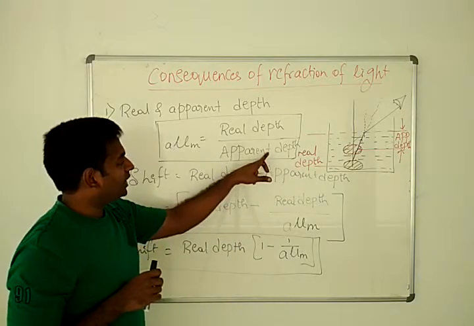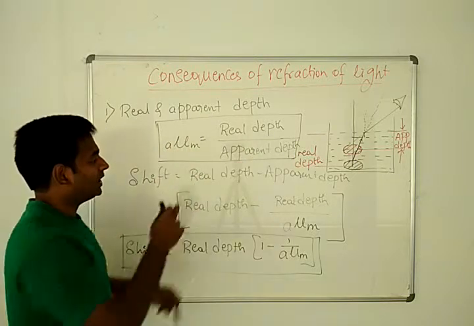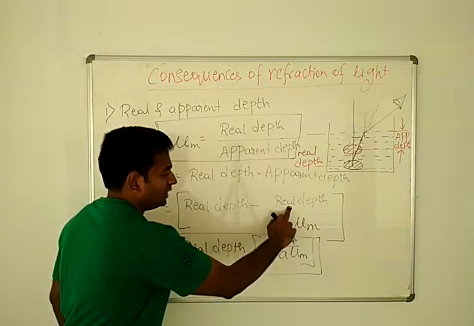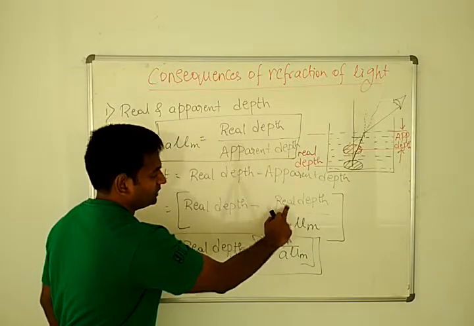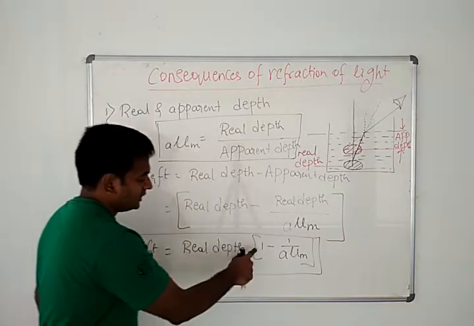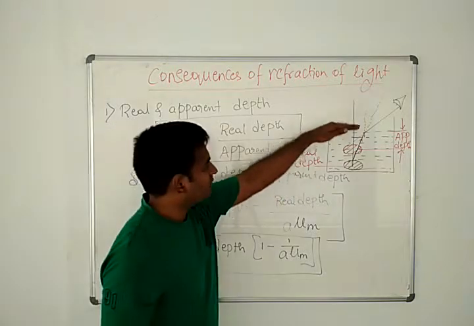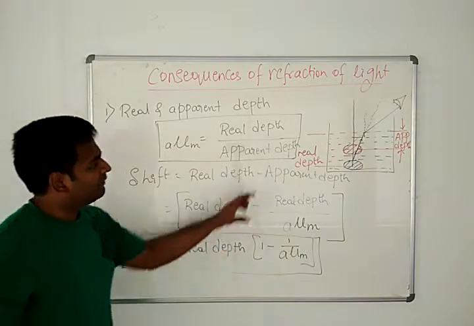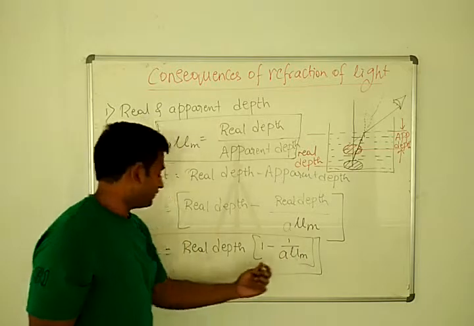Can I write the apparent depth from this formula as apparent depth is equal to real depth divided by mu? I can rearrange the terms such that apparent depth is equal to real depth by mu. So in the shift, I replace apparent depth with real depth by mu. Then if I take real depth common, shift is equal to real depth into 1 minus 1 by mu. So how much is the shift? The shift depends upon both real depth and mu, but mu is a significant factor which will affect the shift.